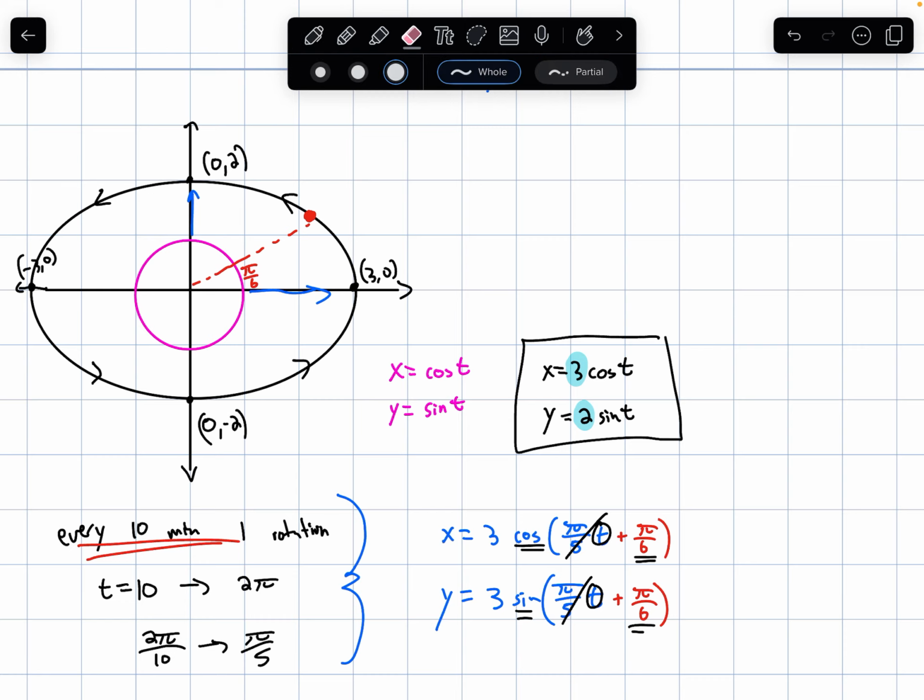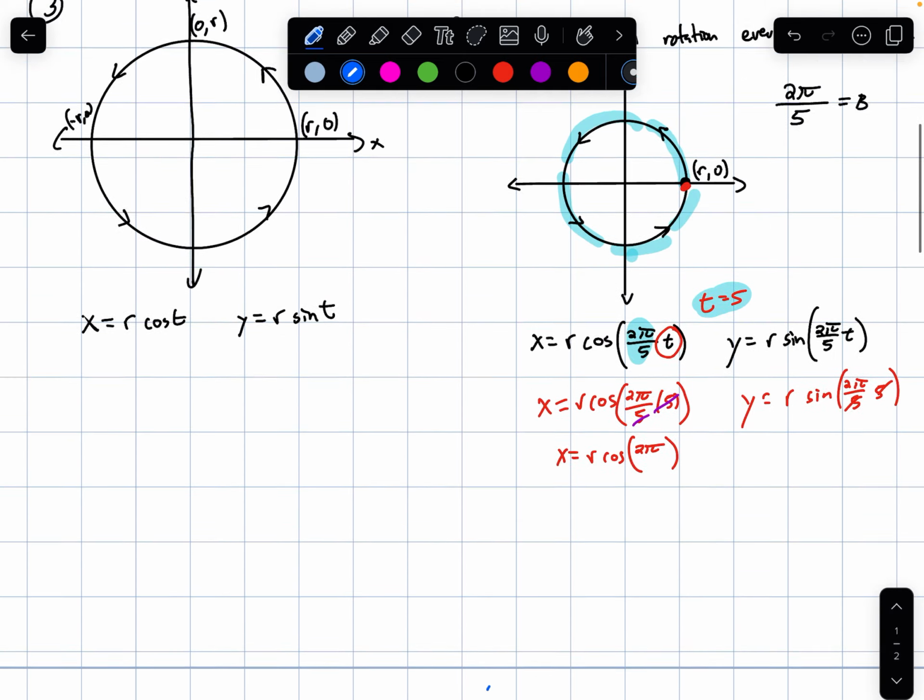So 3 cosine pi over 6, 2 sine of pi over 6, and that's going to give me this exact coordinate here. So the parameter time when t equals 0, my trig functions take this angle and produce this coordinate here. So I can also set off and not just start it here. By default, all the trig functions assume you're starting here, but you can offset that with these things.